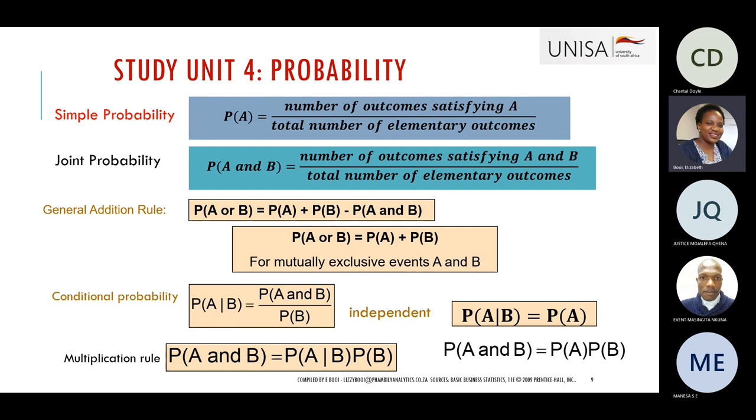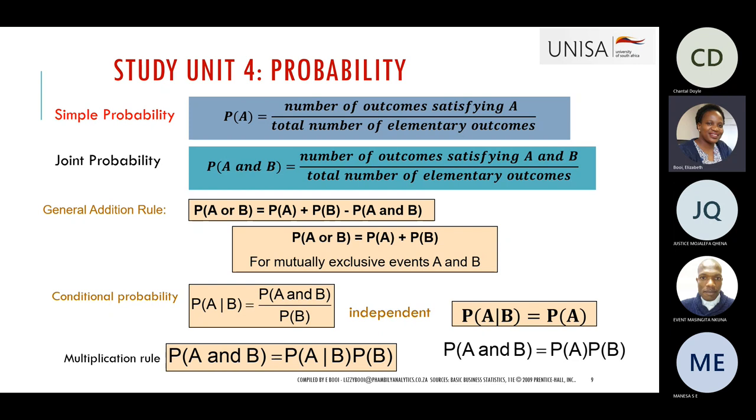You also need to know how to calculate the addition rule. Remember now, in the exam or anywhere, they will not tell you to calculate the addition rule. You need to be able to read the question and identify that this is your addition rule, because they will tell you that you need to calculate the probability of A or B, or either one event happening or another event happening.